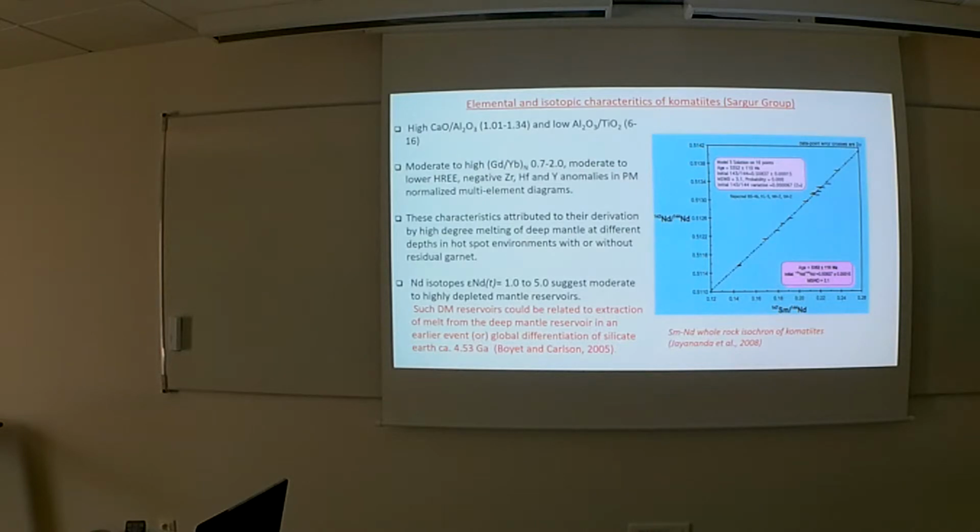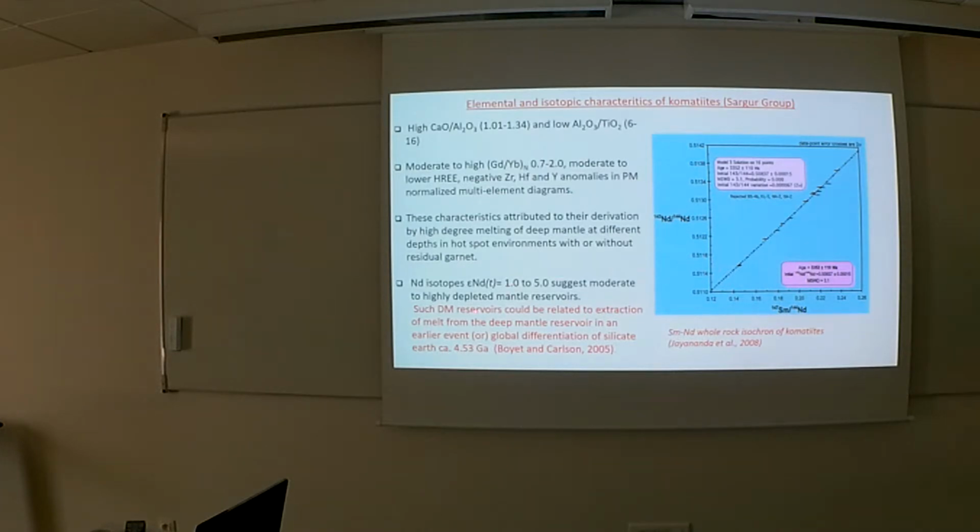So normally epsilon Nd at that time is 1 to 5, but there are some anomalous values up to plus 7. That doesn't make any sense. Plus 7.4 we got, so I put only 1 to 5. That indicates that at 3.35 it's already a highly depleted reservoir.